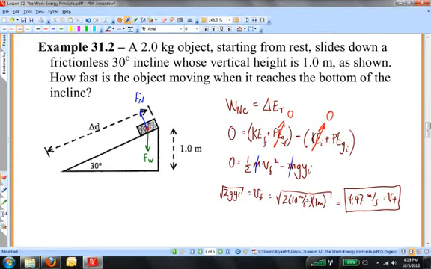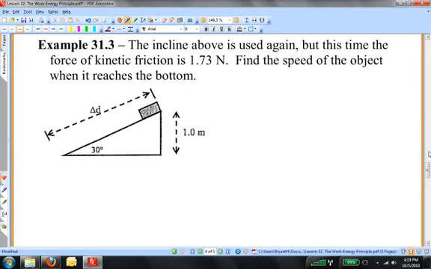Let's go to example 32.3. Here's the problem. The incline above is used again, but this time the force of kinetic friction is 1.73 newtons. Find the speed of the object when it reaches the bottom.